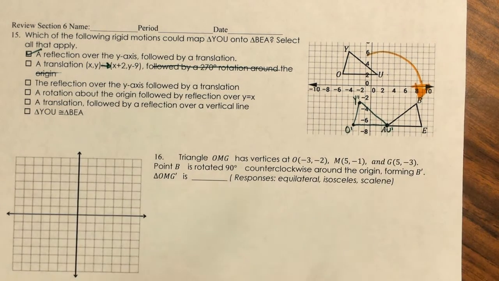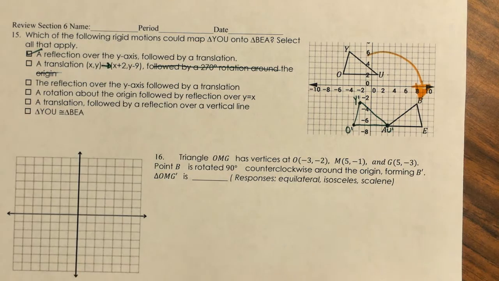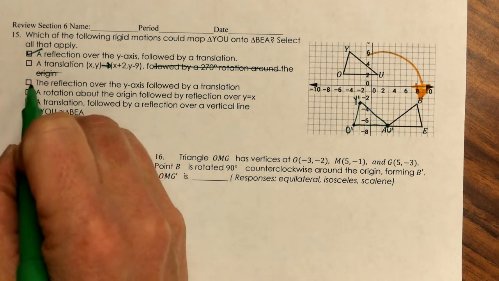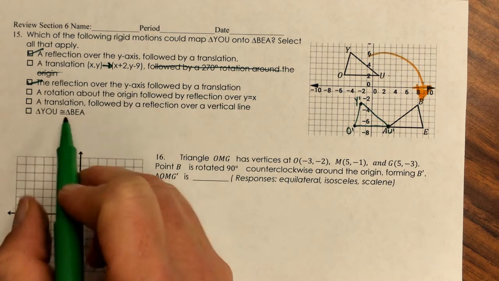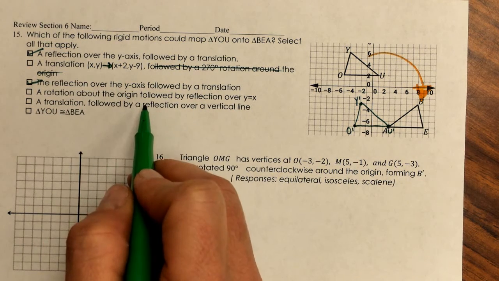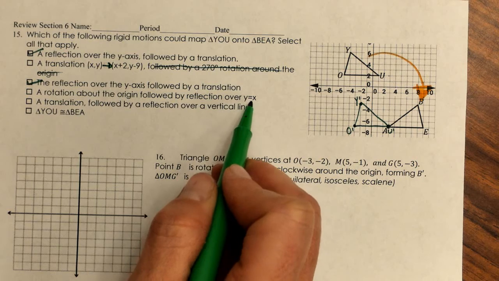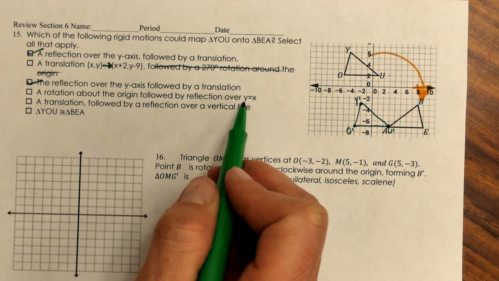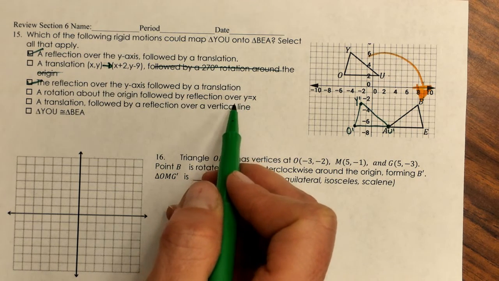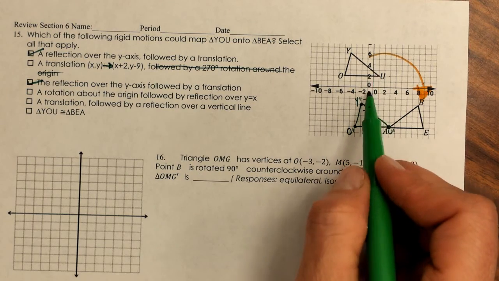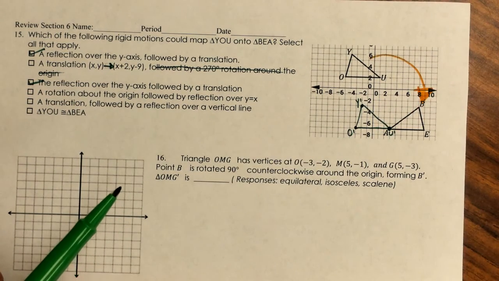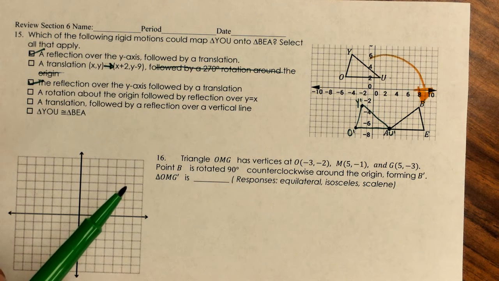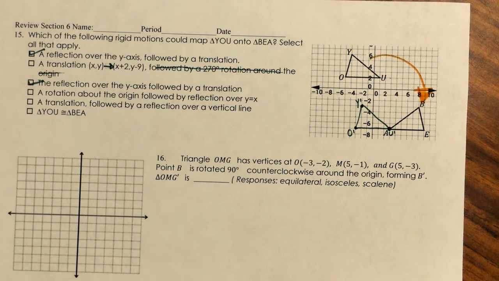We would need a reflection over, say, x equals 3. How about, oh wait, reflection over y-axis followed by, that's not a trick question. That's the same as the one above. A rotation about the origin followed by a reflection over y equals x. So a rotation around the origin, where it would twist around the origin, followed by a reflection of y equals x.